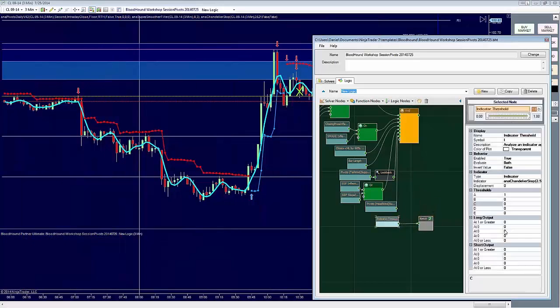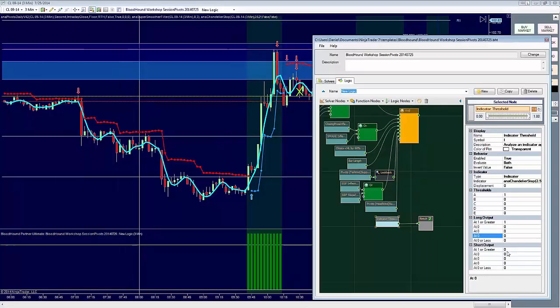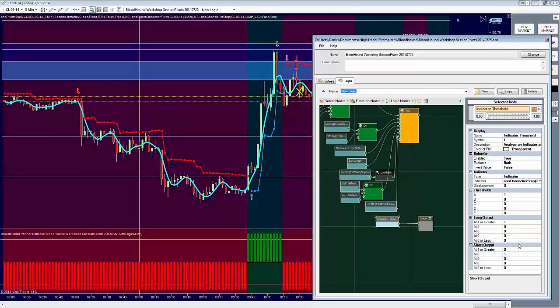Now I set the long output to 1 and the short output to 0. And in order to get the right 0, not all of these zeros will work. You have to have the 1 right below the 1. So there you go. So that is now chandelier trend.